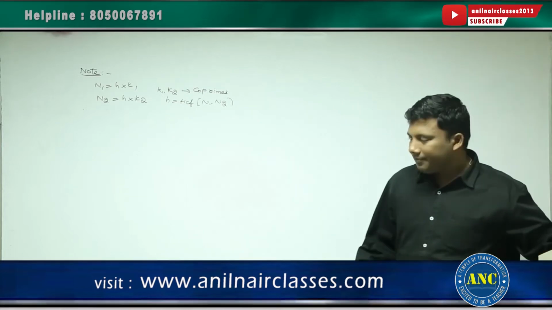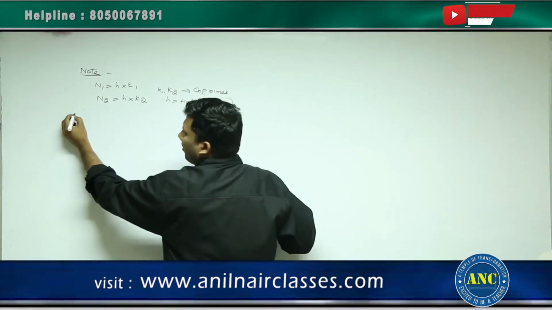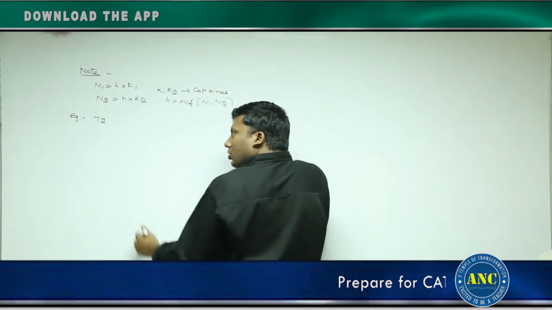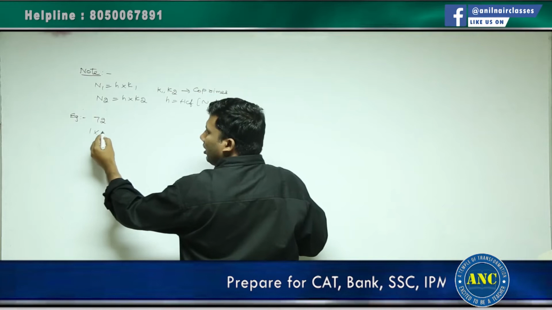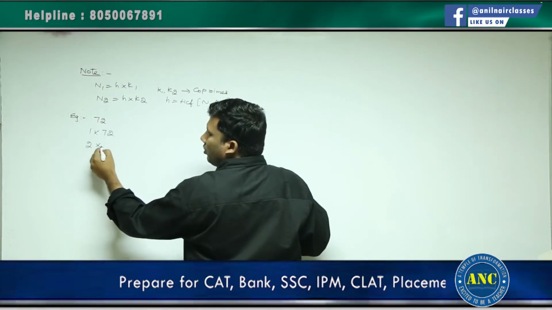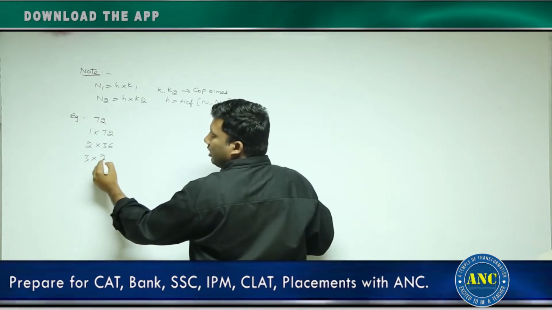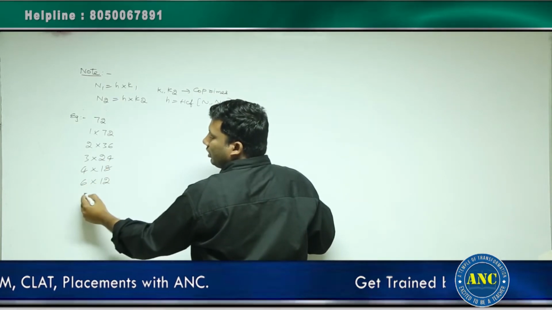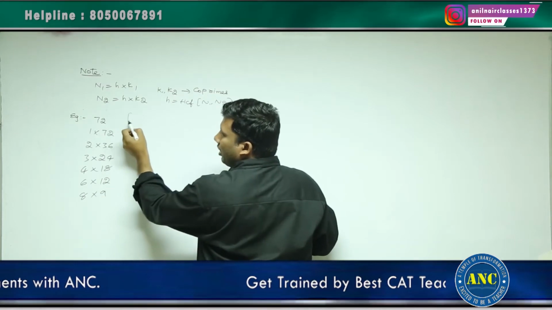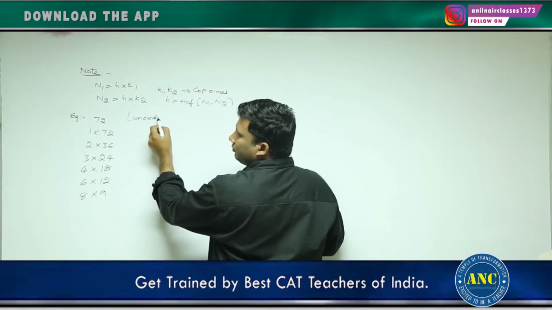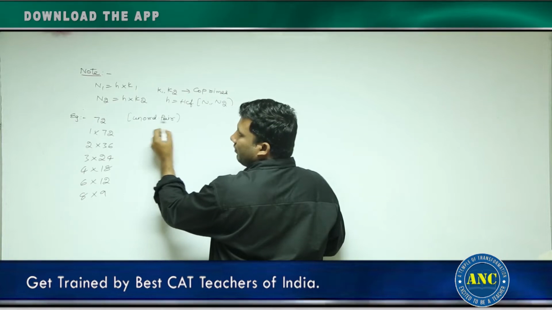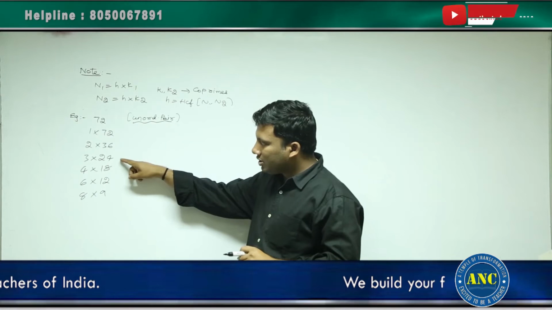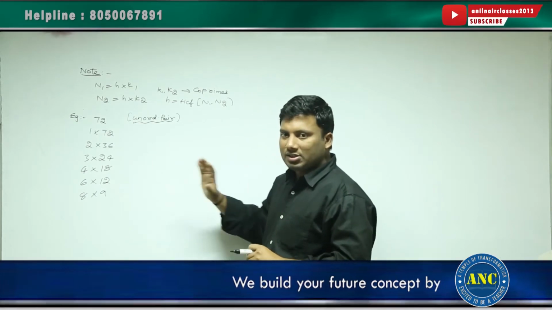Now see here. Suppose for example I take 72. If I write 72 in unordered pairs: 1 into 72, 2 into 36, 3 into 24, 4 into 18, 6 into 12, 8 into 9. Unordered pair, reverse is not possible.